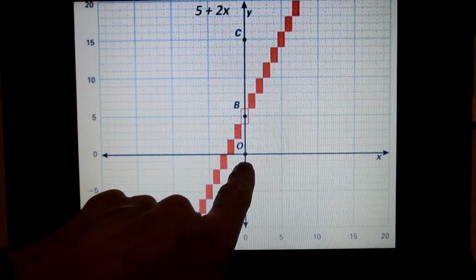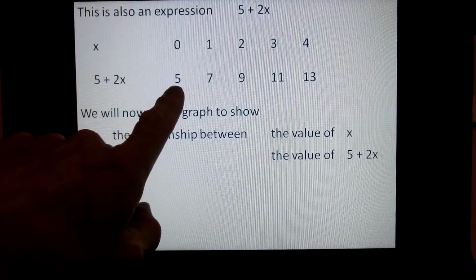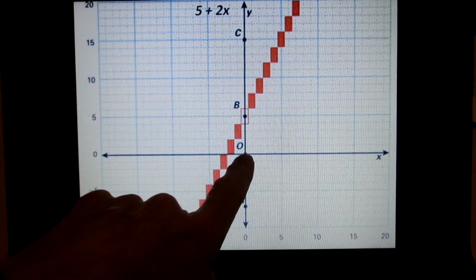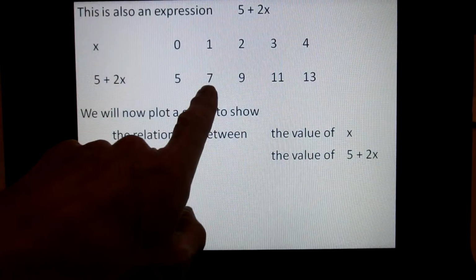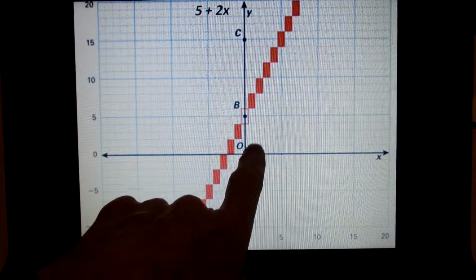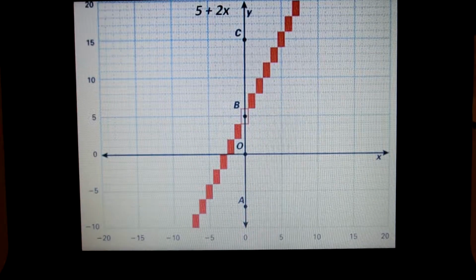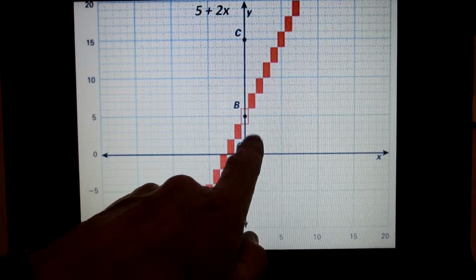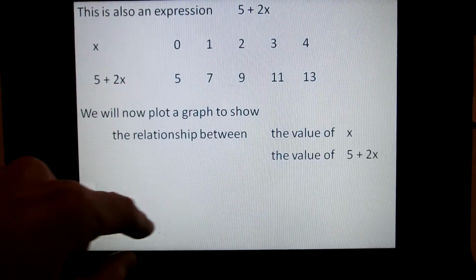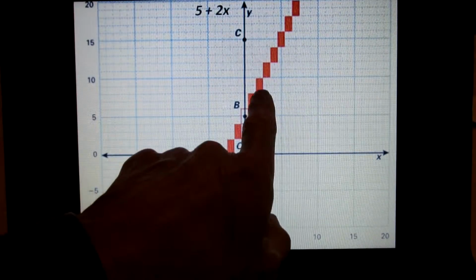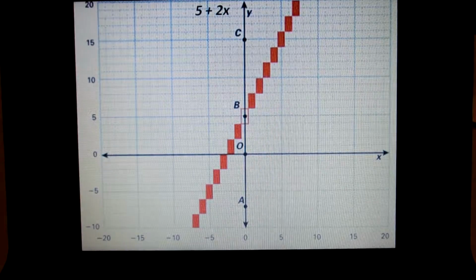So when x is 0, the expression is worth 5. When x is 1, the expression is worth 7. So we're looking at the middle of the red square. When x is 2, the expression is worth 9, the middle of that red square.